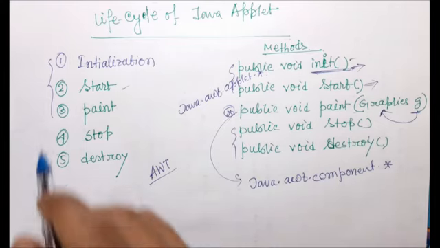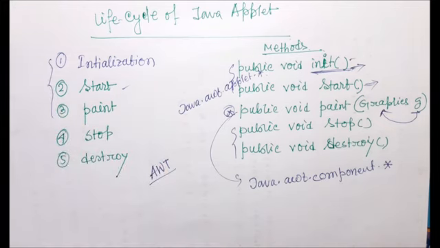So these three methods are used for initialization, and we have two other methods. One method is stop, another method is destroy. These two methods are basically used to stop the applet application, or you can say applet program.